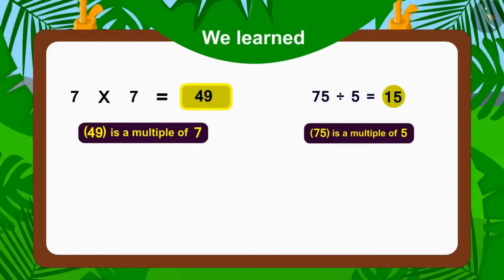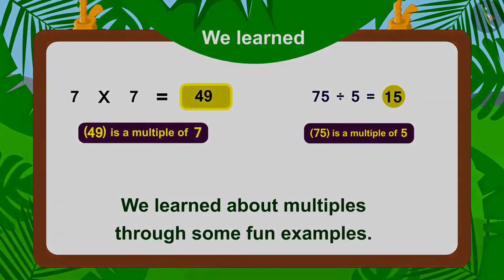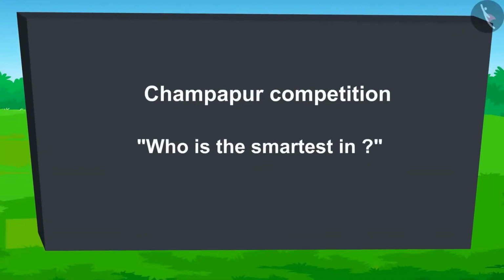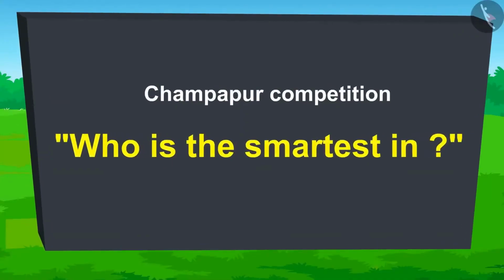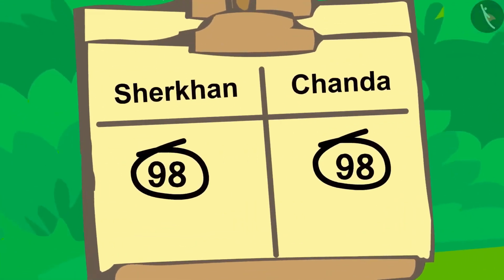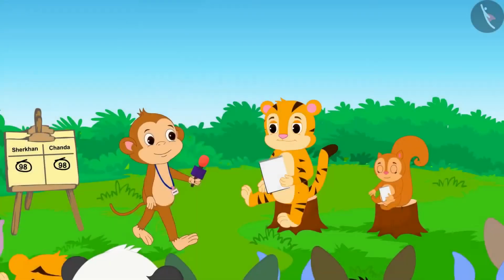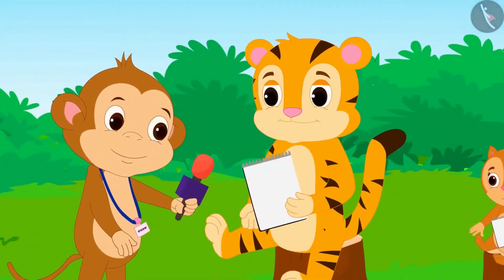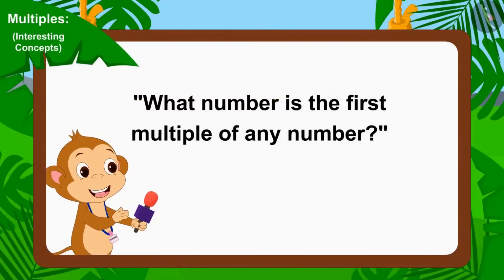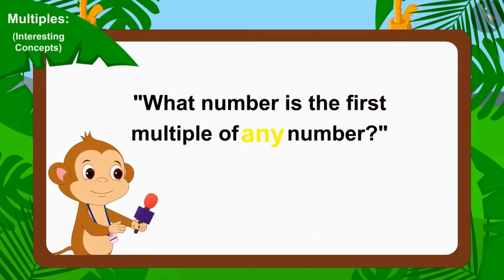Hello children! In the last video, we learned about multiples through some fun examples. In this video, we will learn about some interesting concepts related to this. The competition, who is the smartest in Champapur, is going on. Sher Khan and Chanda have reached the last round. Both their scores are equal at the moment. The organizer of the competition, Babban, now posed this question in front of them. What number is the first multiple of any number?